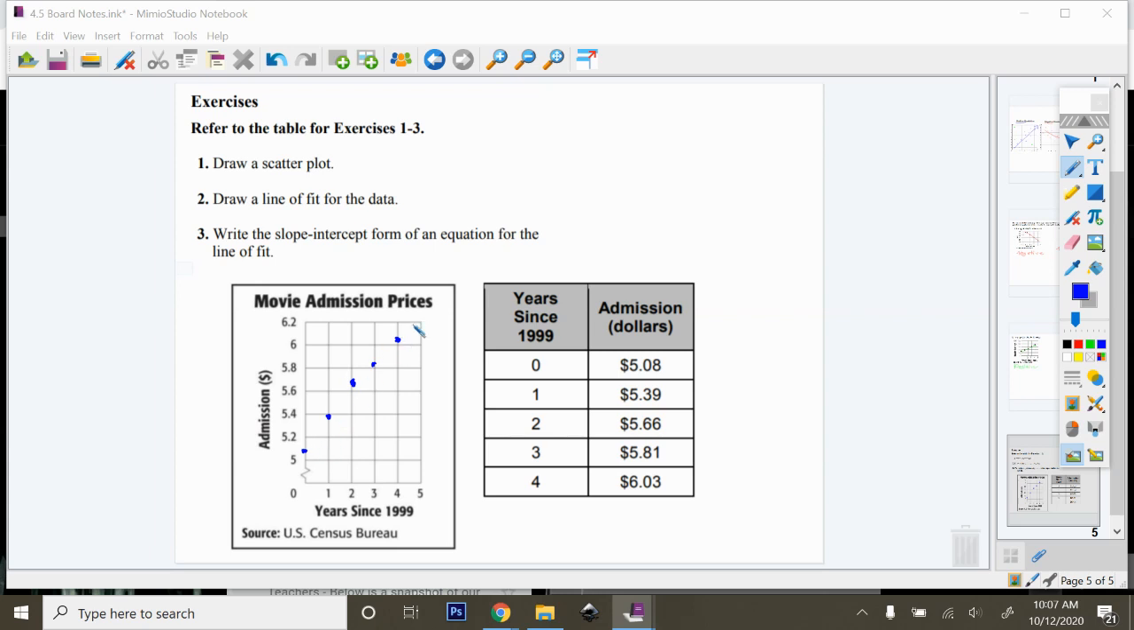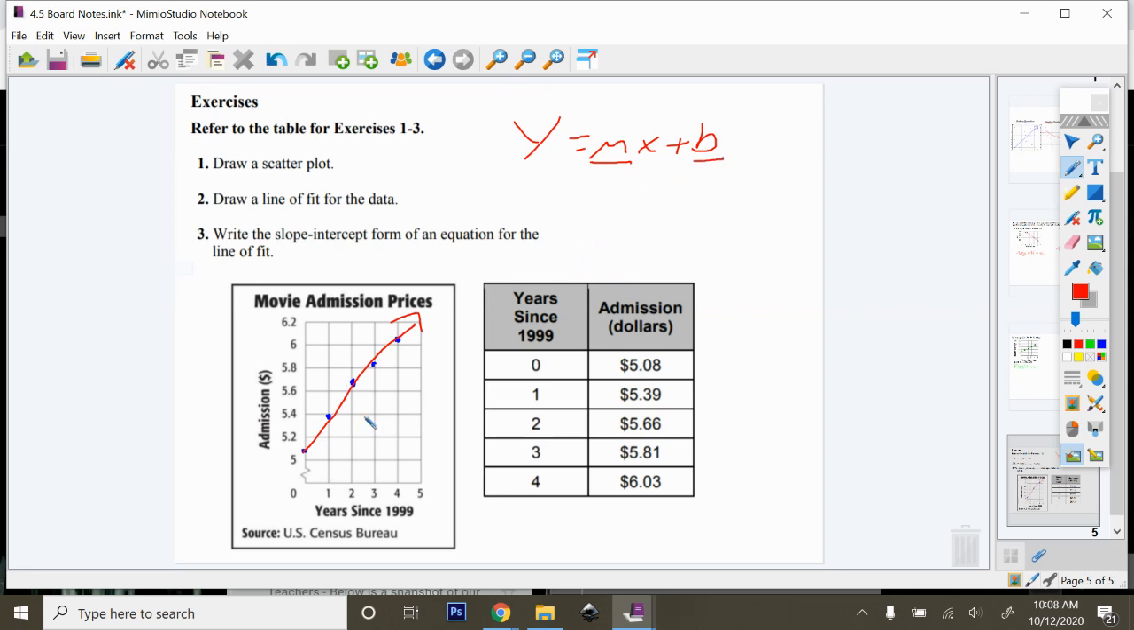Now, these dots line up pretty good, but if it's a scatter plot, they could be all over the place. It says draw a line of best fit for the data. So let's switch colors here, see how well we can do. Now, this should be a straight line when you draw a line of best fit, but that's the best I can do with my little setup here. It says write the slope-intercept form of an equation for the line of fit. Okay, so slope-intercept form is y equals mx plus b. The m is the slope and the b is the y-intercept.